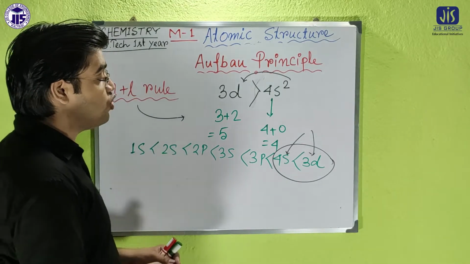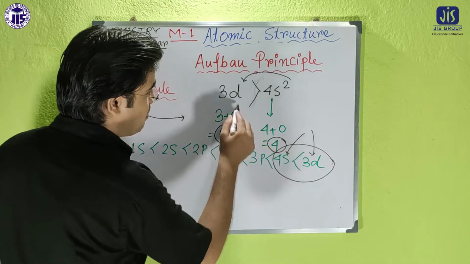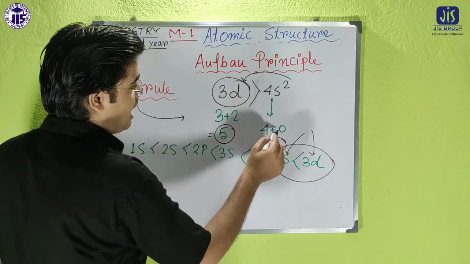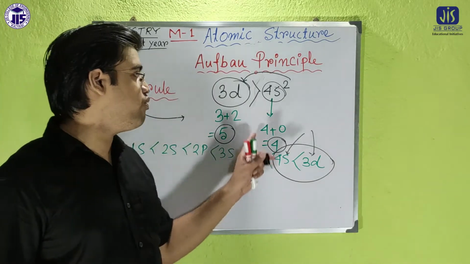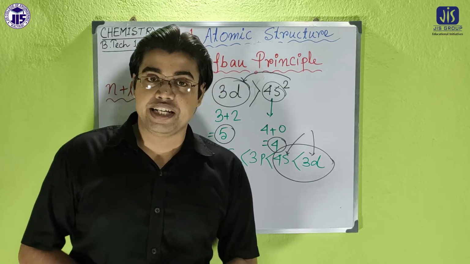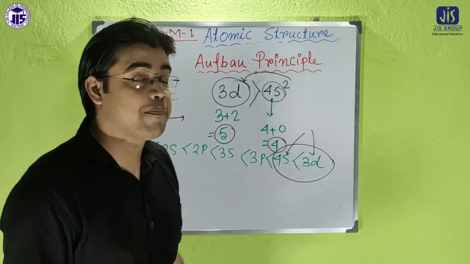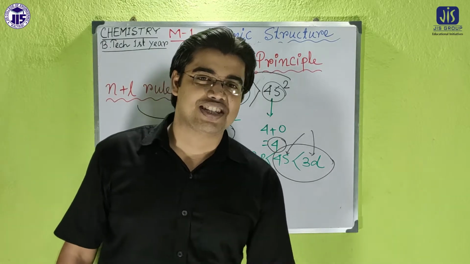And from here also look that 5 has the higher energy than 4, so that means 3d has the higher energy than the 4s. So obviously that's why at first electron will come to the 4s, then it will go to the 3d. Then I will give you another example where you can't predict the order from the n plus L value.